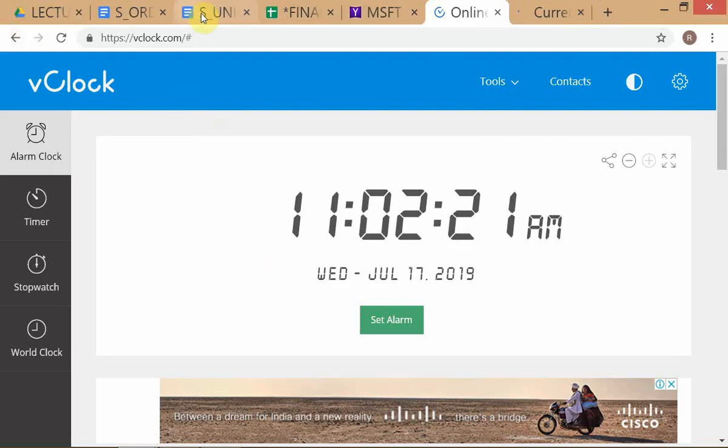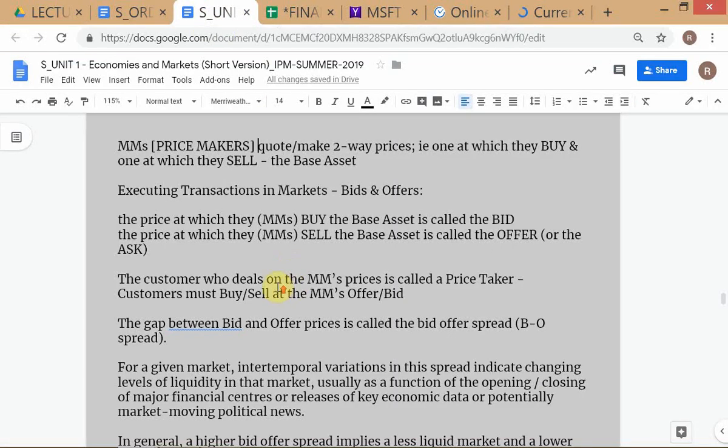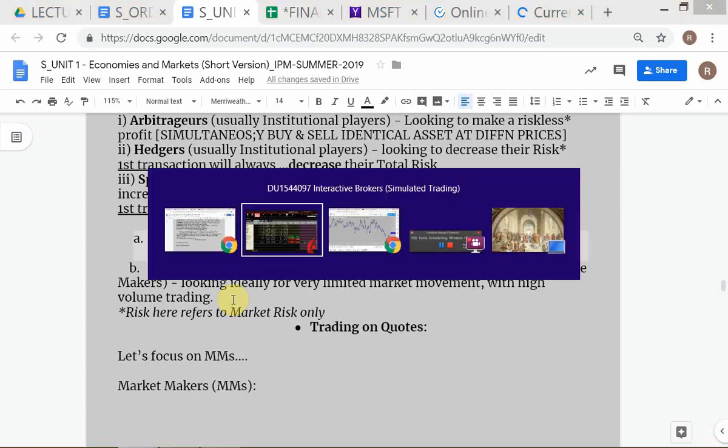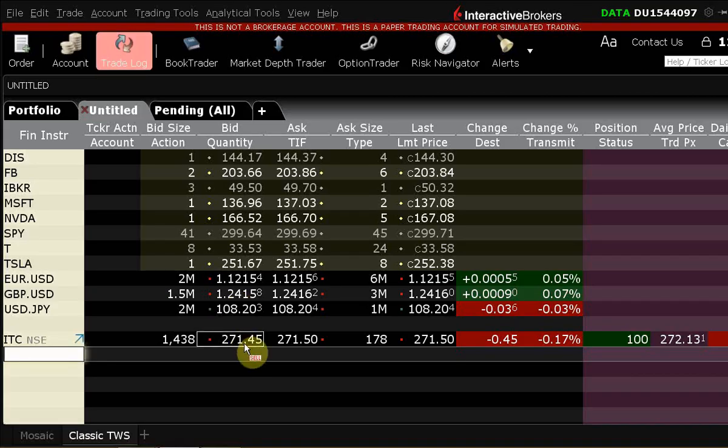That's why market makers are classified as a subcategory of speculator, because they are taking risks. Think about this. Say Shivam is sitting there early in the morning, no business done. I come and sell 5,000 shares of ITC to him at a price of 271.45. Now his first position is ITC. Now he's gone long ITC because I sold to him.